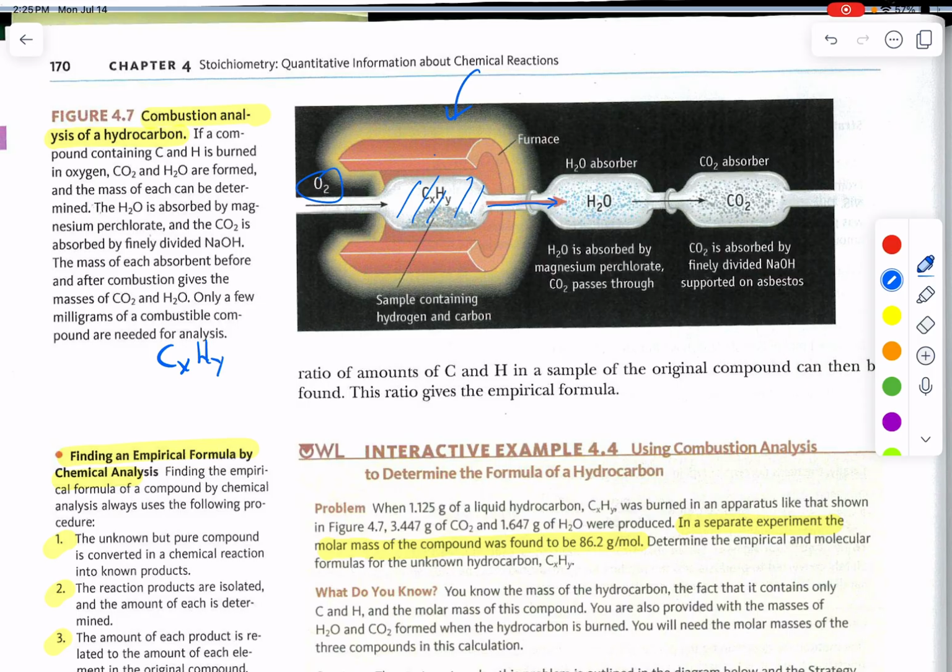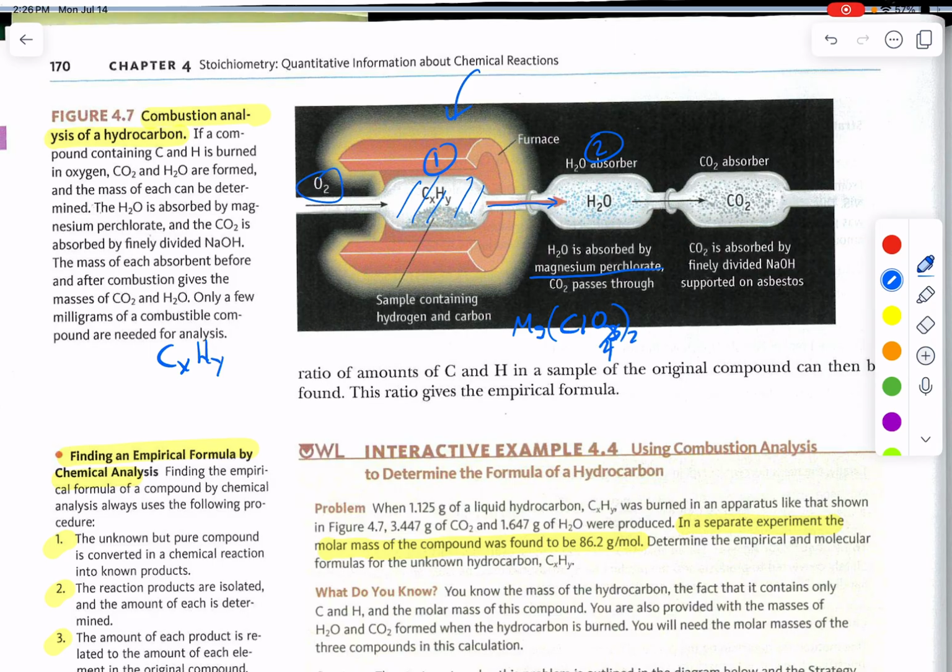Let's call this the first chamber. The second chamber contains a substance that will absorb the carbon dioxide. The substance that they're suggesting is magnesium perchlorate. You'll remember that chlorate is ClO3, and magnesium chlorate is magnesium's a +2, chlorate's a -1. Now magnesium perchlorate is, instead of 3 here, we're going to have a 4.